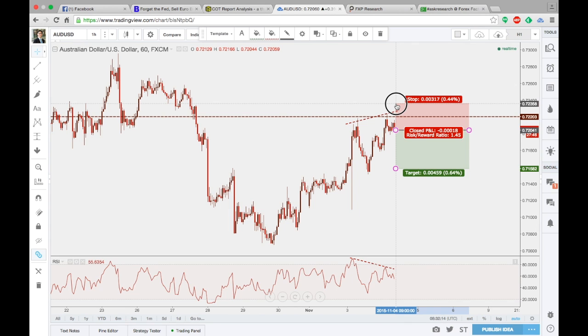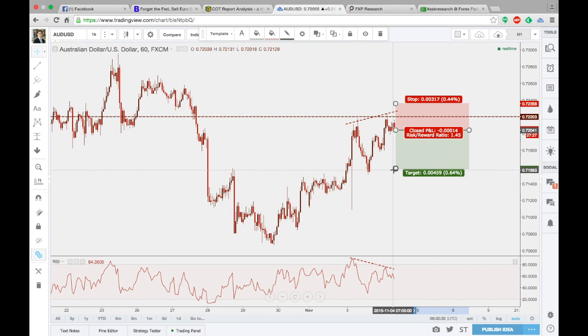There are different ways you can place a stop. For us, we give a certain buffer. So for example, in this case, if the structural resistance is around 7220, what we do is give it about 15 pips of buffer. So your stops will be around 7235.